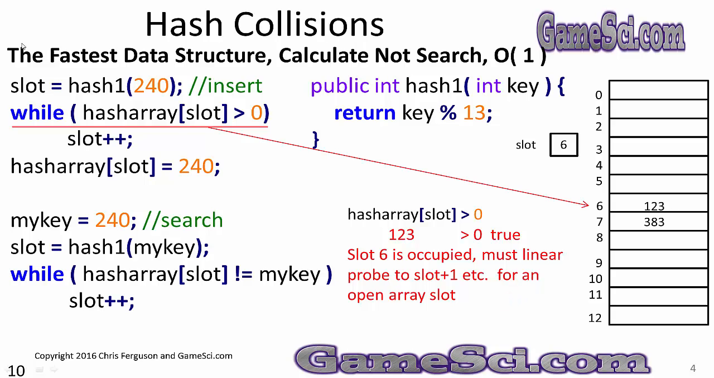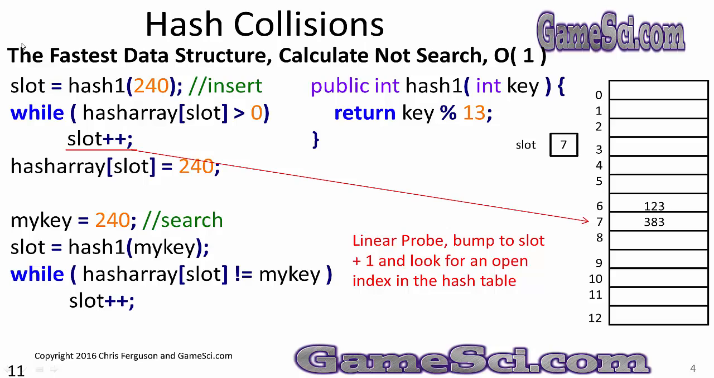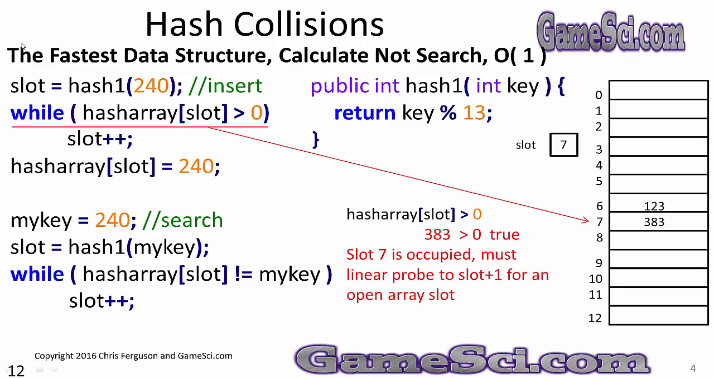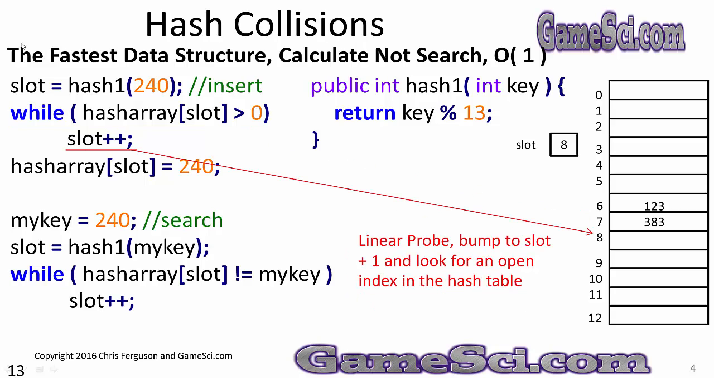What we're going to do is, while a slot is occupied, add 1 to slot. This is the linear probe. Bump the slot plus 1 and look for an open index in the hash table. Looping back up, while hash array of slot is greater than 0, well, 383 greater than 0 is still a true statement. As a true statement, slot 7 is occupied. We must linear probe to slot plus 1 for an open array slot. Slot plus plus is the linear probe.